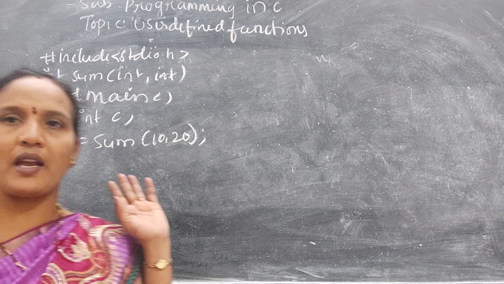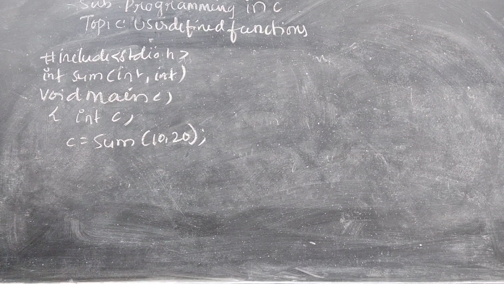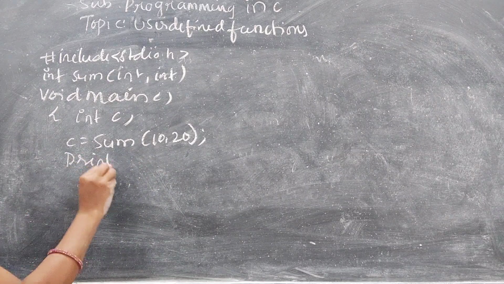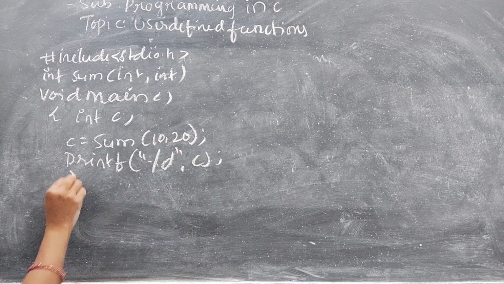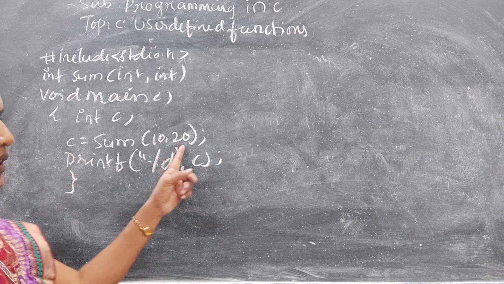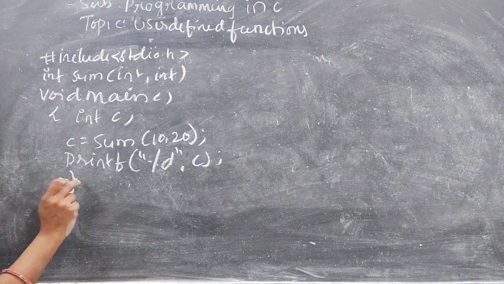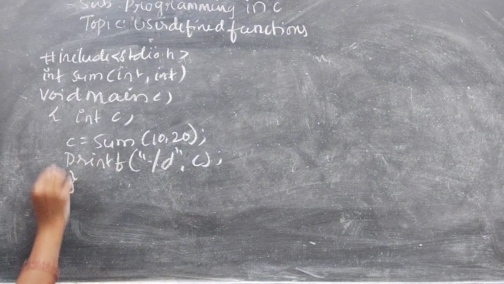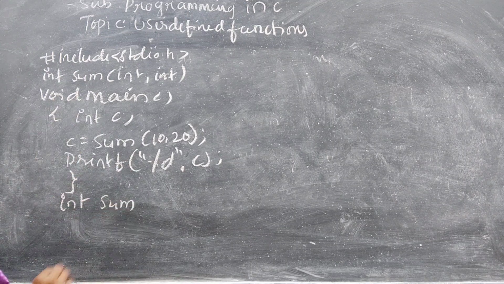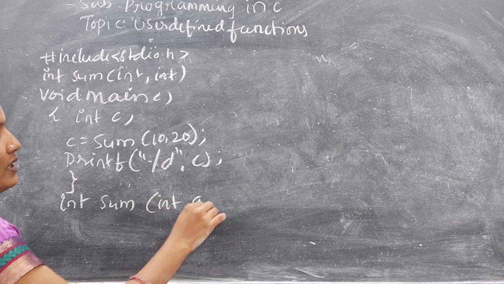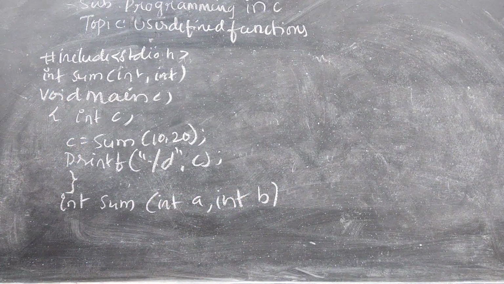Without this actual parameters also you can execute the function directly, you can give the values. Okay, now printf %d c over. So here you are calling. So when you are calling the function, the body should be there. After closing this, you write the name of the function, here sum. Int sum, int a comma int b, which these 2 are used to store the value.